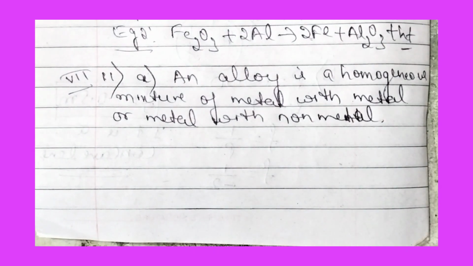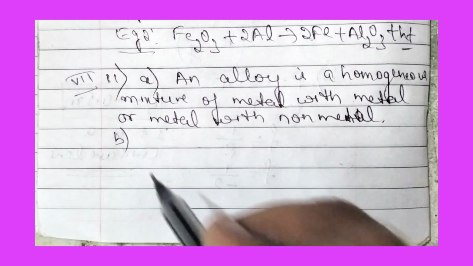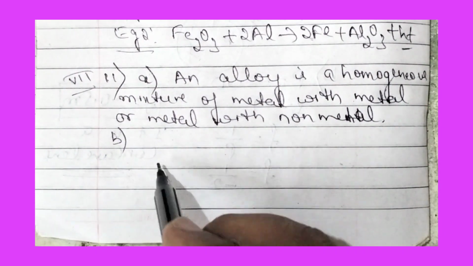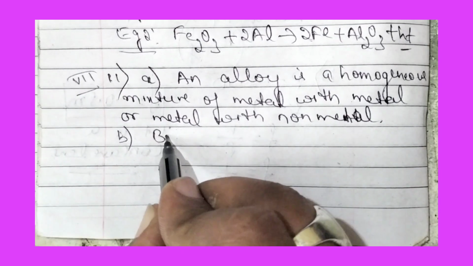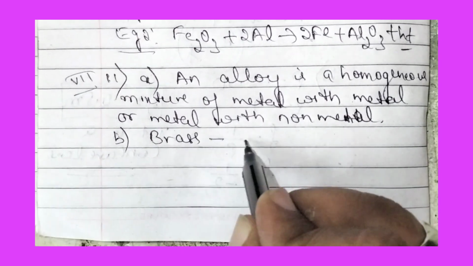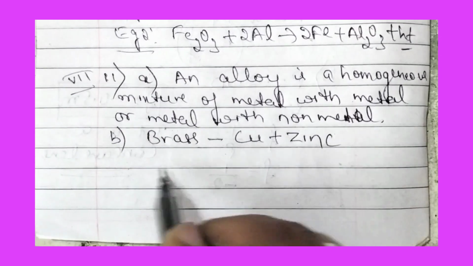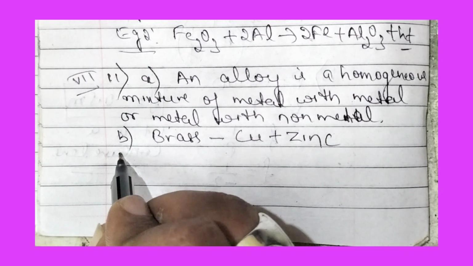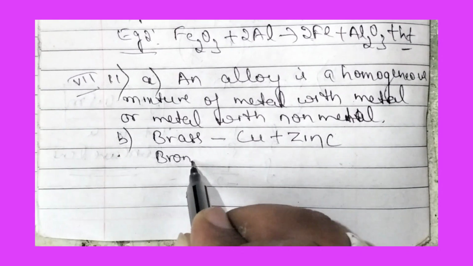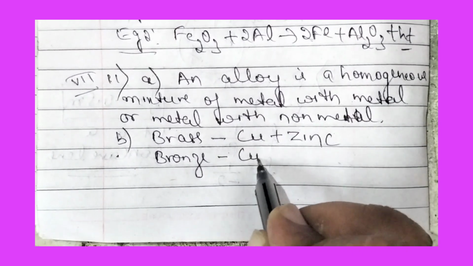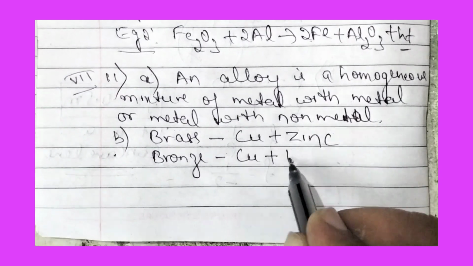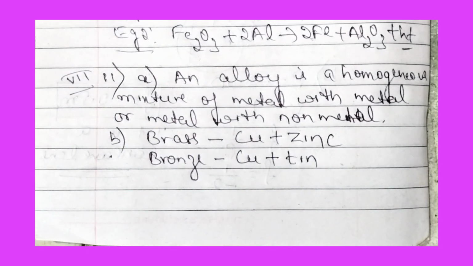Then the second part, B question. Name the different types of copper alloy. The first one is brass. Brass is an alloy of copper and zinc. Then bronze. Bronze is also an alloy of copper. It is an alloy of copper and tin. So copper and zinc become brass. Copper and tin become bronze.